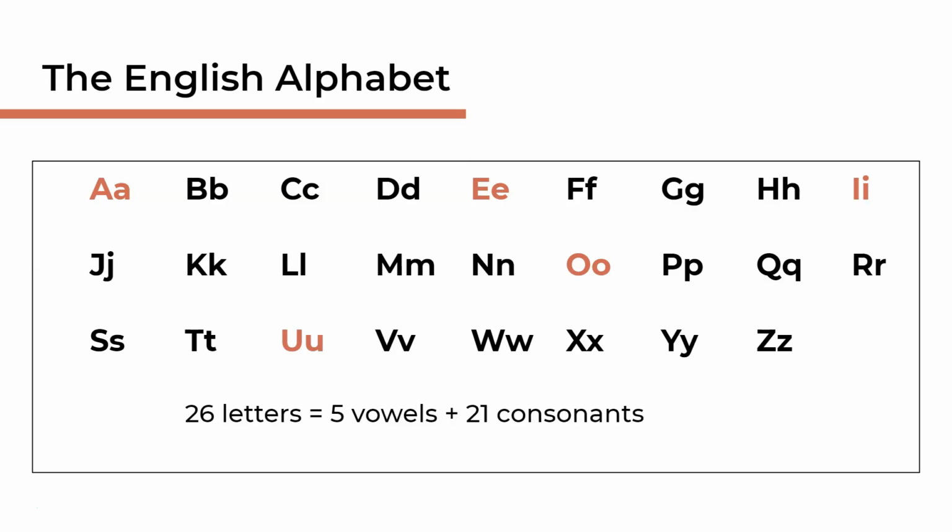26 letters, 5 vowels, and 21 consonants. The vowels are in orange: A, E, I, O, U. Let's say them one more time so that you can repeat them.